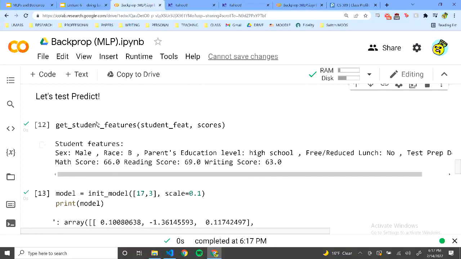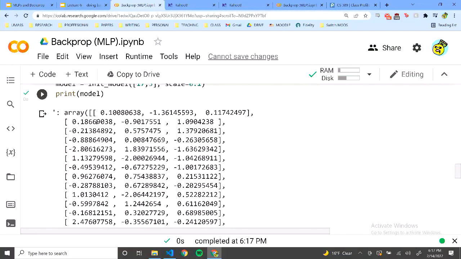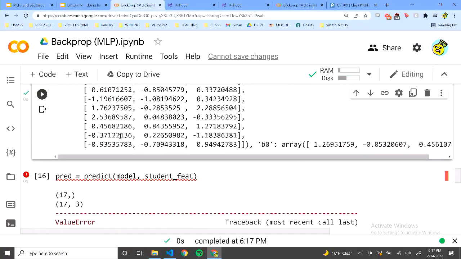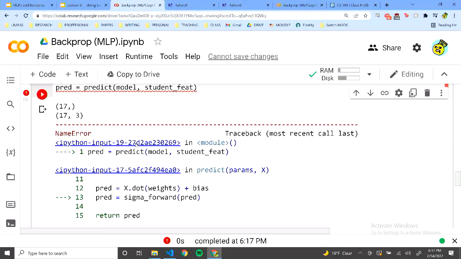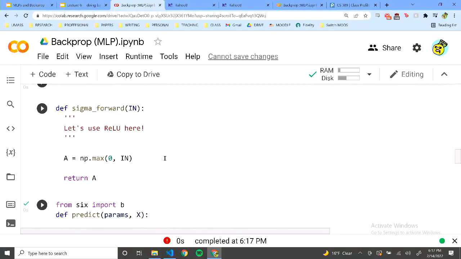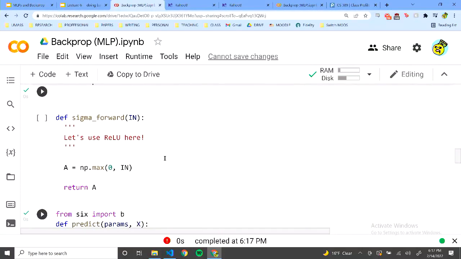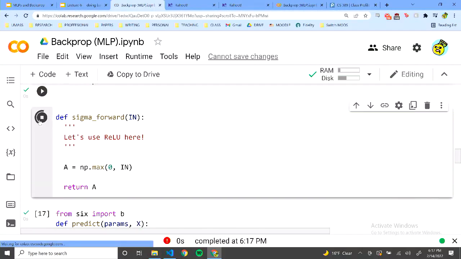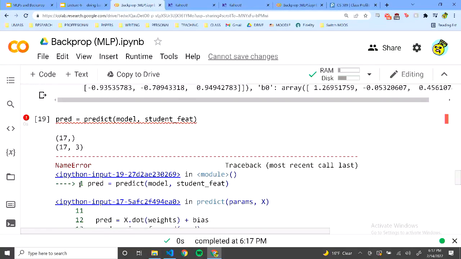So now when we go here, we actually have to initialize the model. And then if we predict it, wait, sigma forward is not defined. Oh, whoops. What did I call it? Sigma forward. I didn't actually run it. That's the whole thing. All right, cool.